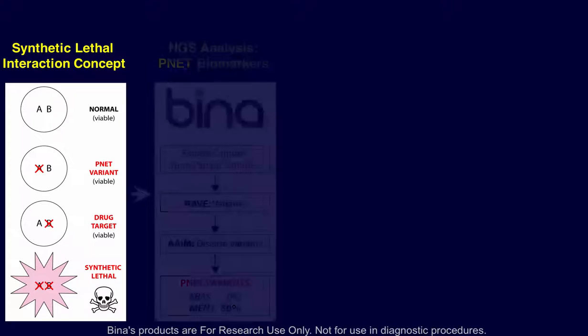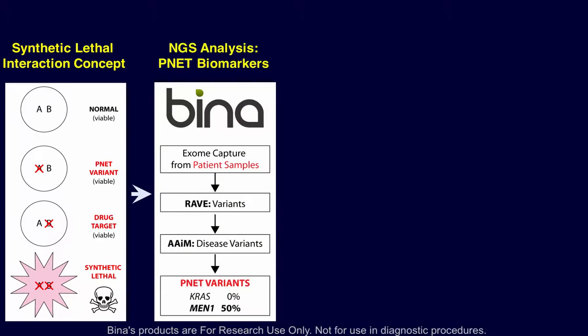How do I identify these kinds of synthetic lethal interactions? Well, again, using the Bina platform, we have large collections of samples of pancreatic neuroendocrine tumors. And what we and several others have been doing is exome capture from these kinds of tumors. And using the Bina platform, in particular the RAVE module, we're able to take this whole exome sequence capture and identify variants that are present within these tumors, and use another module called the AIM module to identify disease variants from those variants, and basically ask the question, what does the landscape look like within these kinds of tumors?